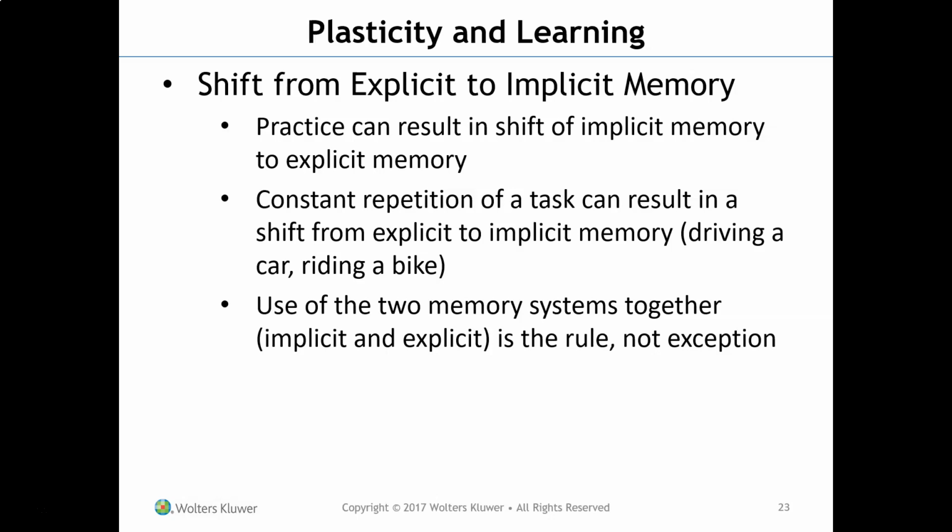So practice can result in a shift from explicit memory to implicit memory. That's where practice comes in. Constant repetition of a task can result in a shift from explicit to implicit memory, like driving a car or riding a bike. And use of the two memory systems together, unconscious and conscious, is the rule, not the exception, meaning you must go from the conscious to unconscious.